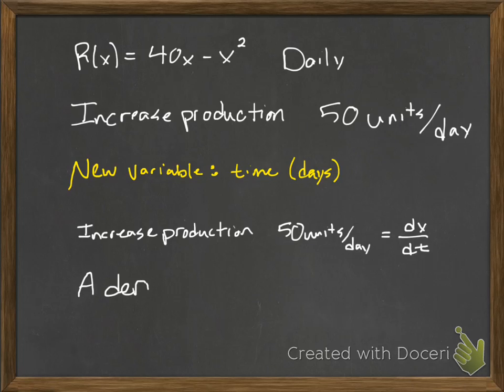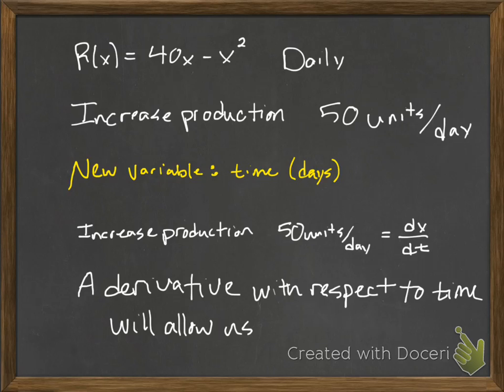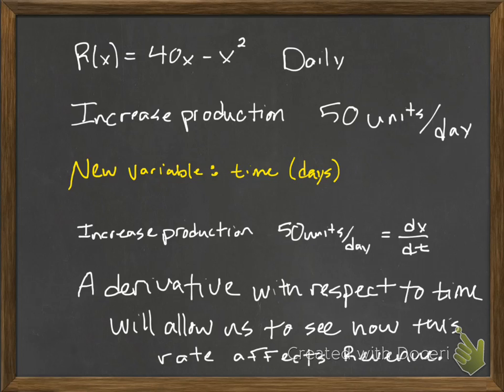So next I want to go ahead and take the derivative with respect to time, and what it does is open up. It allows us to see how this new rate actually affects revenue. Mechanically, you're going to see this happen. So we're going to take the derivative with respect to time of the function. You can do this anytime. If I want to see how a particular new variable like time affects the rate of change of any variable, well, you take the derivative with respect to time.